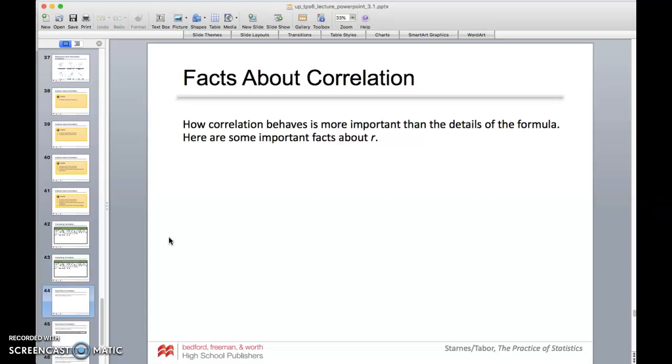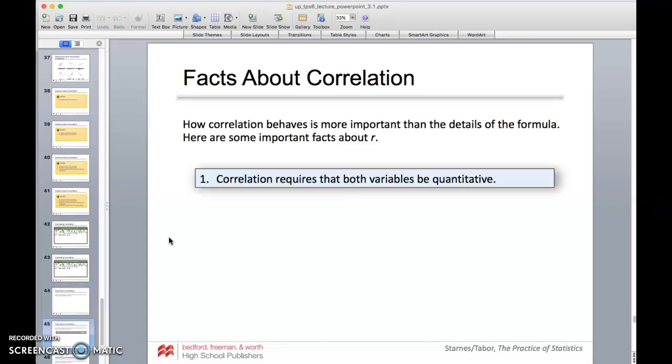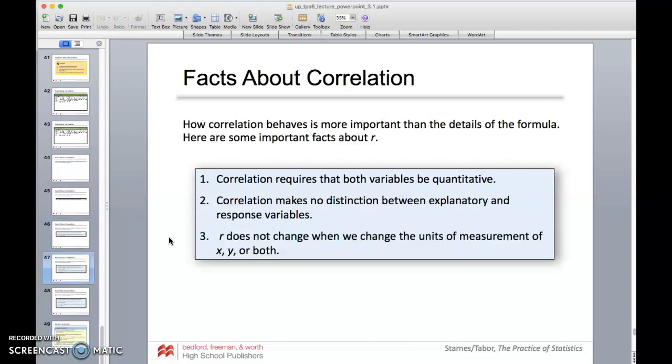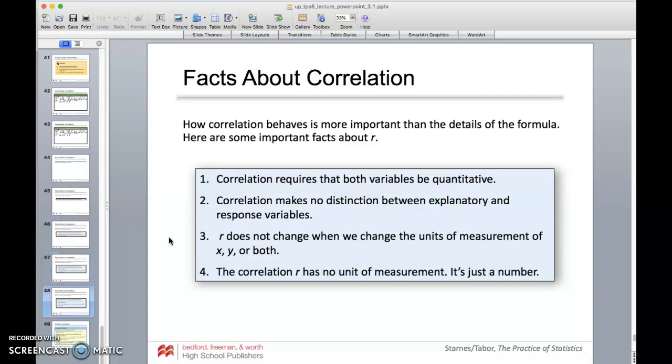So how correlation behaves is more important than the details of the formula. Here are some important facts about r. Correlation requires that both variables be quantitative. The correlation makes no distinction between explanatory and response variables. r does not change when we change the units of measurement, so when we transform them, it stays the same. And the correlation has no unit of measurement, it's just a number.